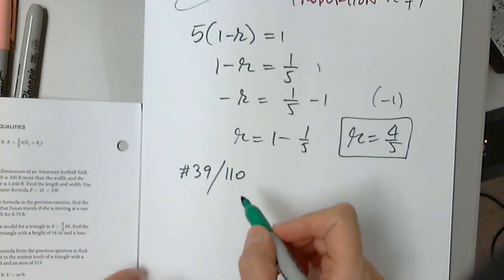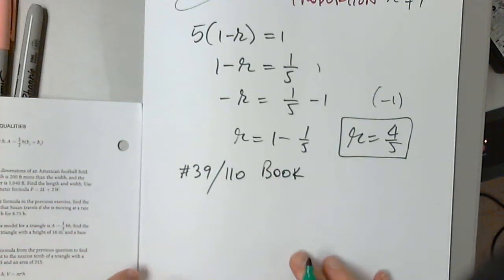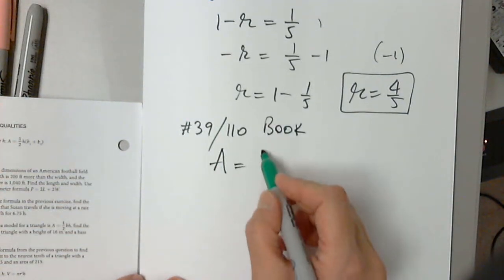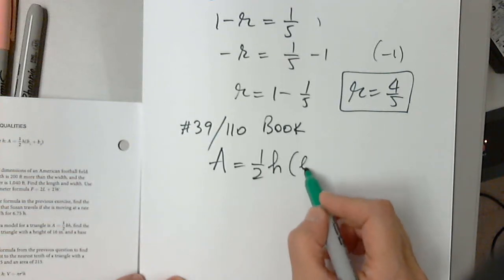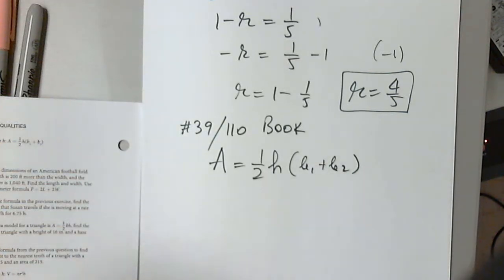Page 110 from the book. A equals 1/2 h in parentheses b1 plus b2. Anyone remembers what it represents? Trapezoid. Big base plus small base times the height divided by 2. Big base, small base. Good. So this is the area of a trapezoid.